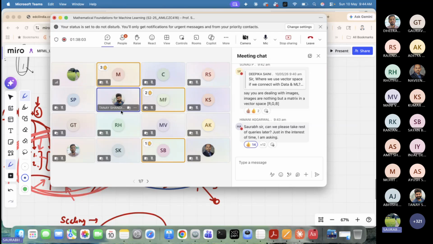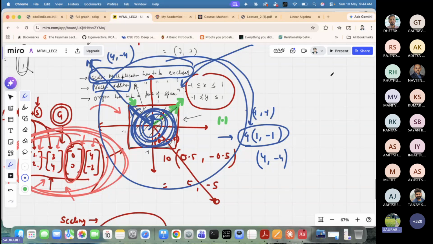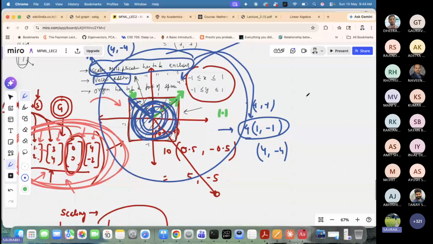Okay, got it. Thank you. And this is a good suggestion, I think, from Himani. Let's take all of those questions because we are going beyond our time. So let's see. Yeah, go ahead, Sayan. I see that you have raised your hand multiple times. Go ahead. This is the last question that we have. Yes, sir. Thank you so much, sir.